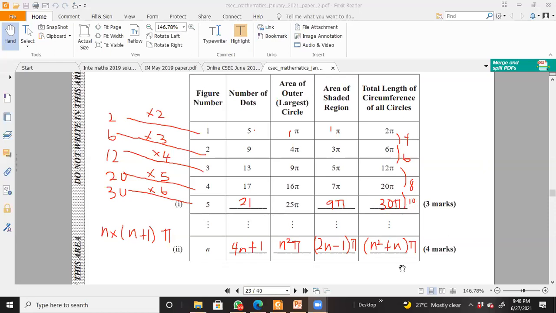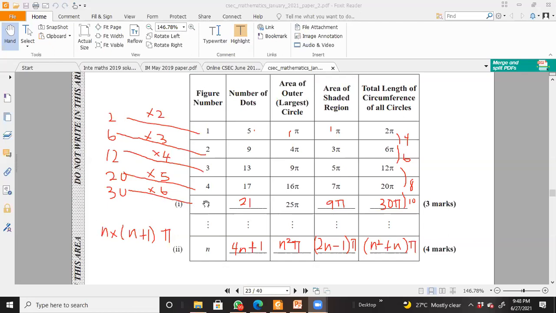When you came here now, how to get this one? We have n, you have 1 times 2 will give you 2. 2 times 3 will give me 6. 3 times 4 will give me 12. Then 4 times 5 will give me 20. Then 5 times 6 will give me 30. Everybody follow that? So what you are going to do for me is this. You are going to what?